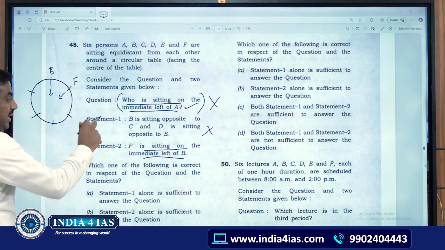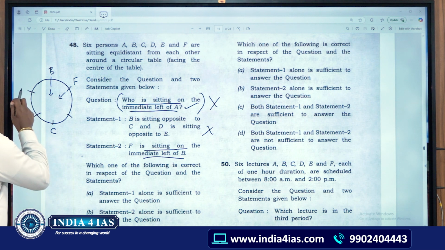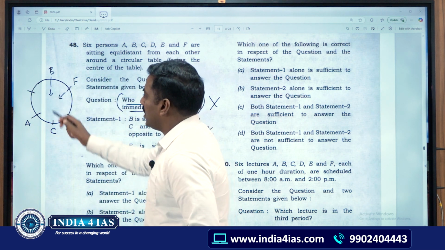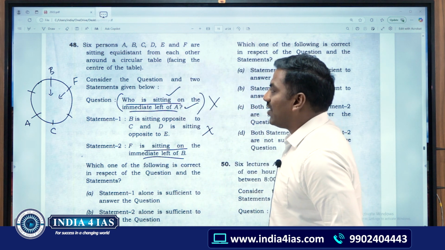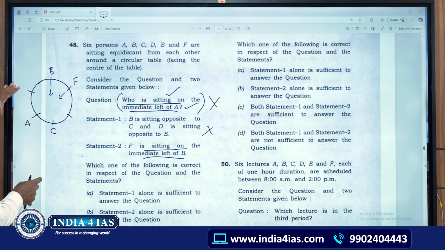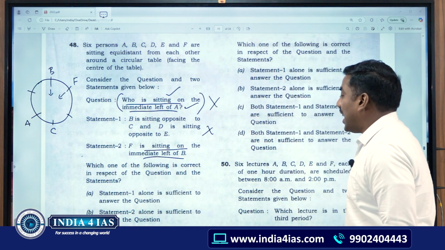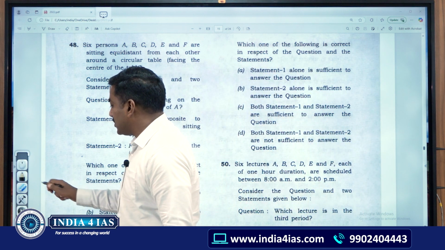Club both the statements. B is sitting opposite of C, fine. And D is sitting opposite of E. Now, D and E have this place. They cannot come here or here. They can come here. So, D or E here, then we are left with only A. But D or E, I don't know. So, now try to answer this question. Who is sitting on the immediate left of A? See, I can tell immediate right of A is C. But here, either D or E will come. So, even by combining both the statements, I cannot answer this question. That is why the answer becomes D here.